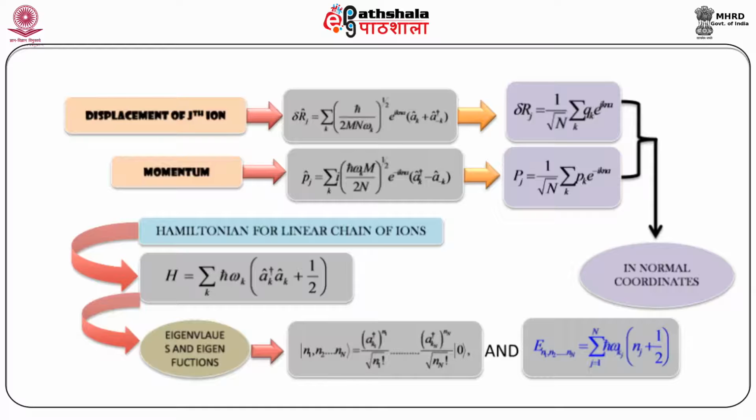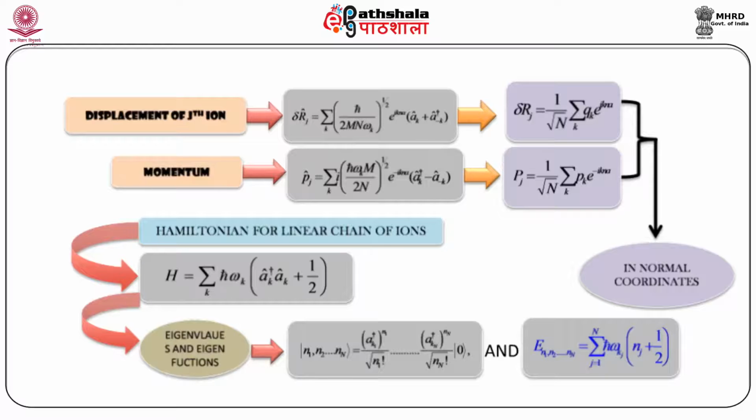So using all the results that we have discussed till now, we can write down the Hamiltonian of our linear chain of ions as summation over k h cross omega k in the brackets ak hat dagger ak hat plus half. It's quite straightforward to derive this Hamiltonian, and the corresponding eigenvalues and eigenfunctions are written as shown. As you can see, this Hamiltonian represents a summation over a large number of harmonic oscillators. Each of these ions behaves like a harmonic oscillator, and the entire linear chain is a summation over all these harmonic oscillators.